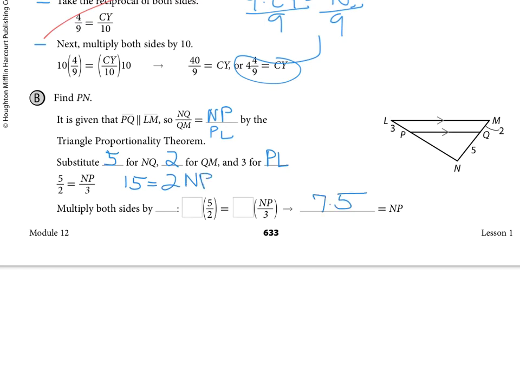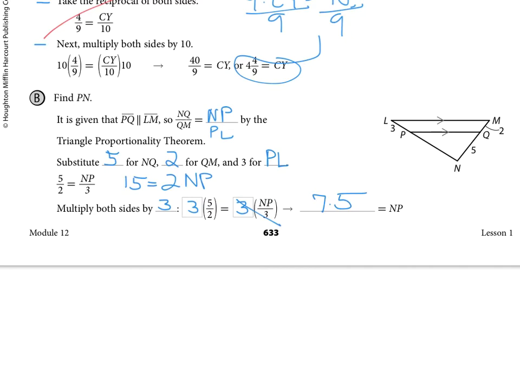If you want to follow the steps of the book, they say multiply both sides by 3. So we're going to have 3 times 5/2 and 3 times NP over 3, where that 3 is going to cancel out. Either way, you're still going to get 7.5.